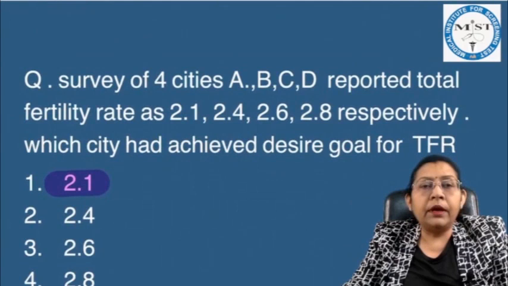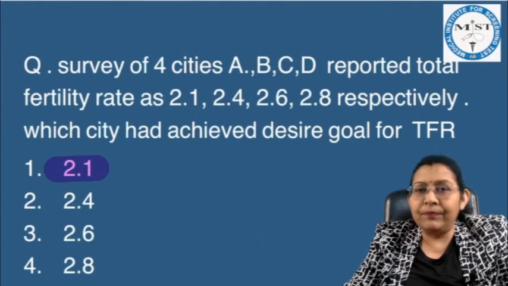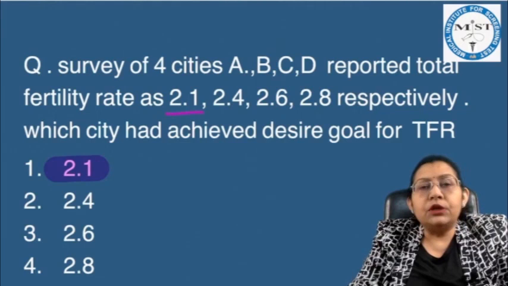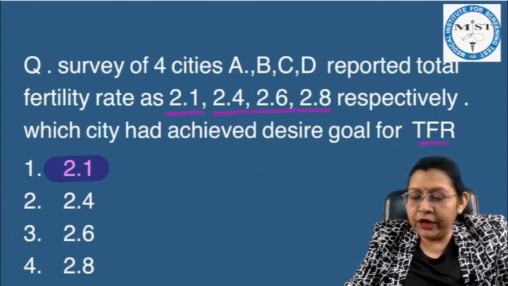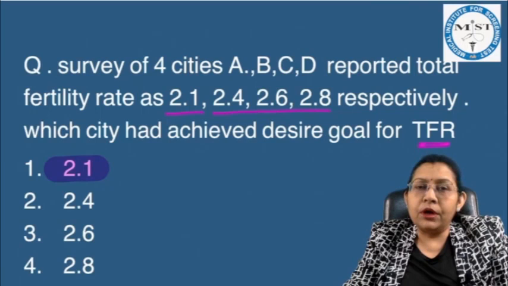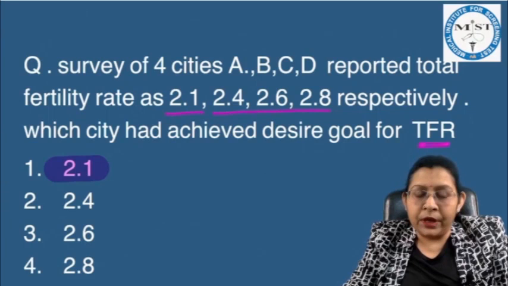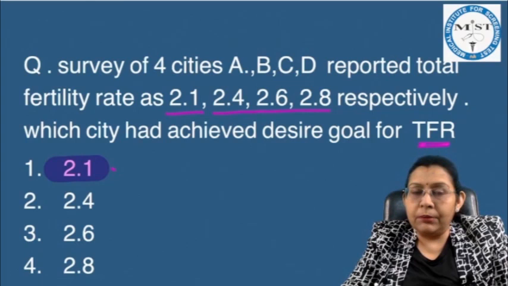Next question, the survey of 4 cities A, B, C, D reported the total fertility rate as 2.1, 2.4, 2.6 and 2.8 respectively. Which city had achieved the desired goal for TFR? So what the TFR is, it is the total fertility rate. Means the total number of the children born to a woman in her entire reproductive period. And our goal is to achieve the TFR of 2.1, because this will stabilize our population.